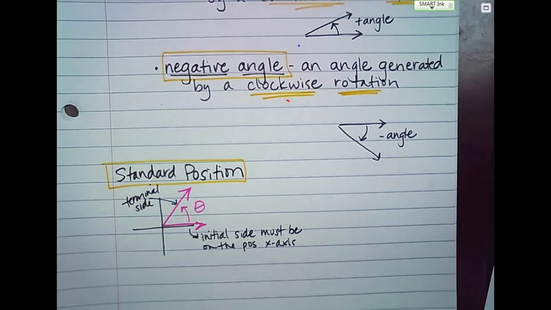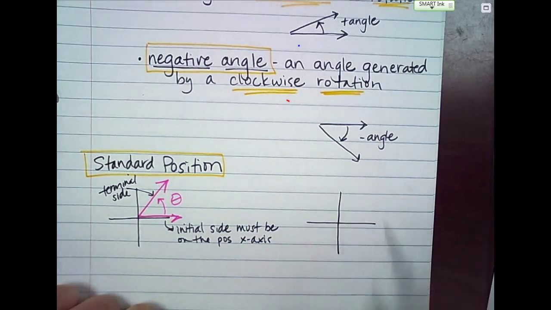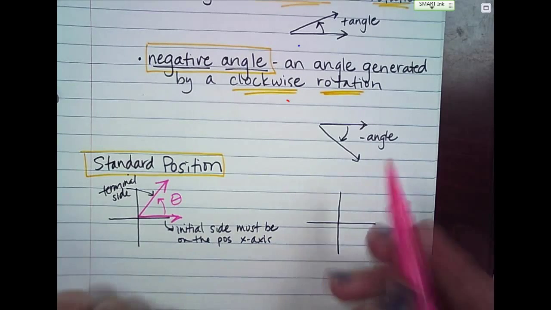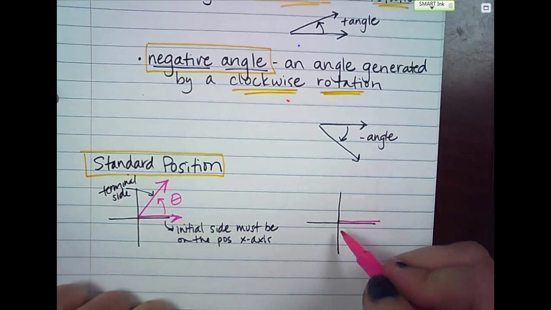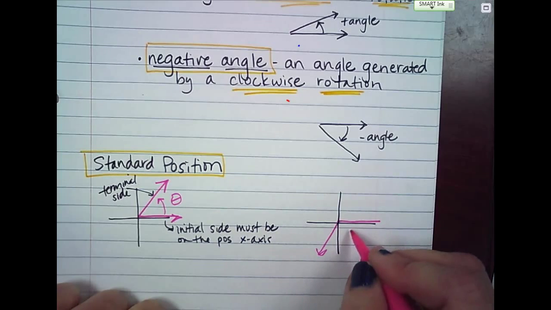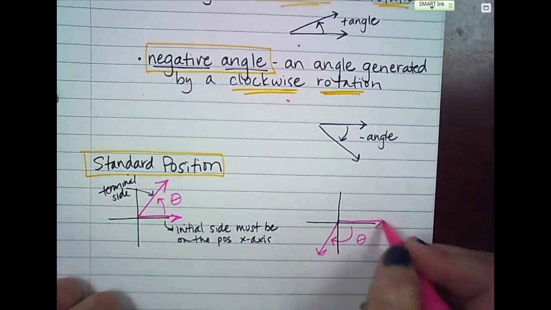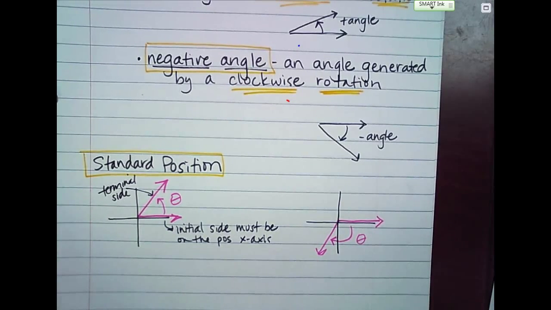Here's another example of a standard position angle. I'm going to start here, and we're going to put this in the quadrant. This one we went the other direction. We're going to go this way. It's a negative angle. But either way, you have to start on the x-axis. Those are standard position angles.